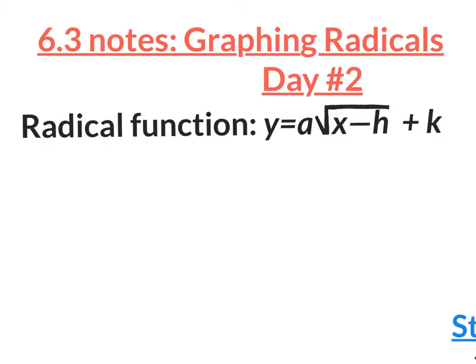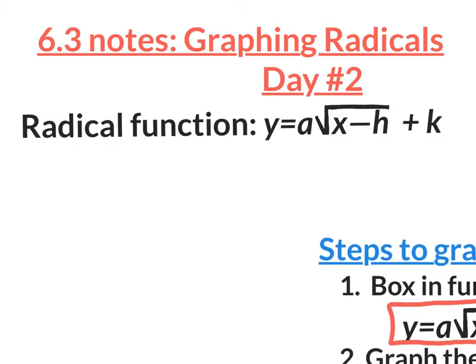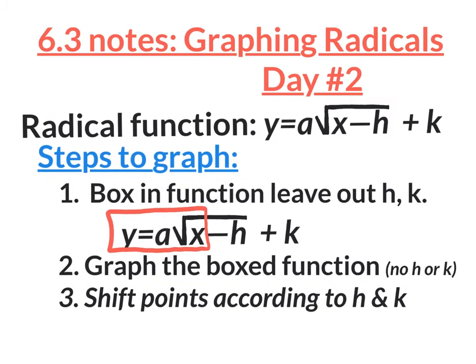And then let's write down the steps. How do we graph this? I did give you some steps yesterday. Here's some, I guess, revised steps to make it a little easier to understand. Step 1, box in the function, leave out h and k. So you box the y equals a square root of x, leave out the h and k. Step 2, graph the box function. That means no h and k. Graph this guy right here.